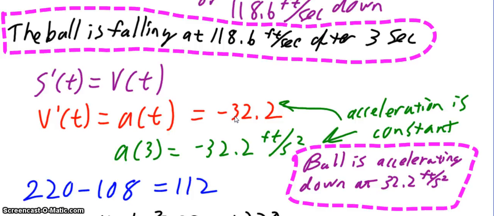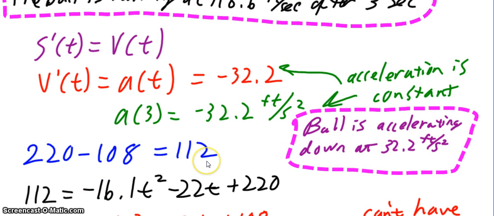But if it's just a falling object, even though it was thrown down with an initial velocity, the acceleration is still only due to gravity. So that's a constant. So at 3 seconds, that's still negative 32.2 feet per second squared. So the ball is accelerating down at 32.2 feet per second squared. Again, I put in the down part so that I didn't put in the negative part. But I could have just said the ball is accelerating at negative 32.2 feet per second squared as well. You choose, but it needs to be correct.